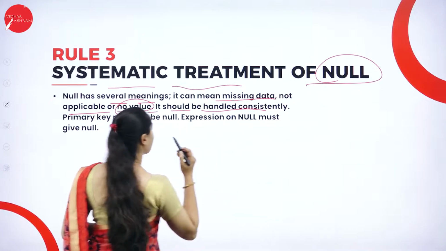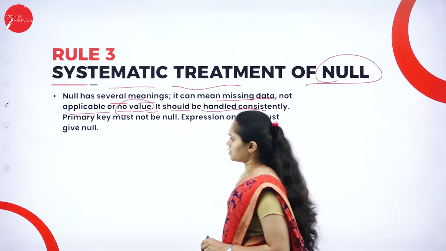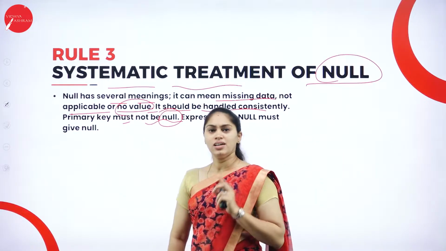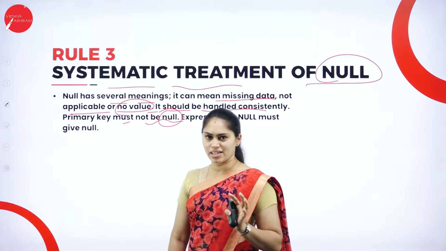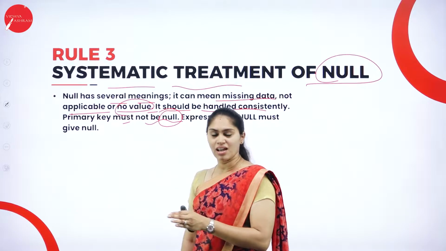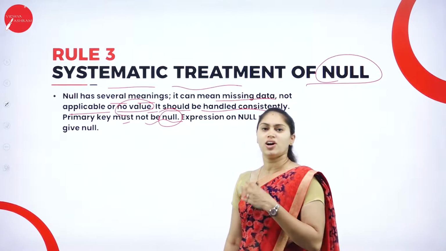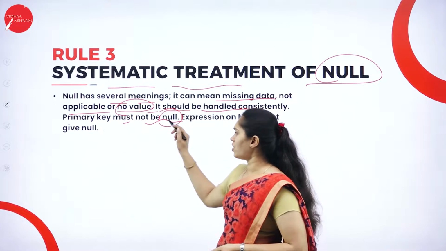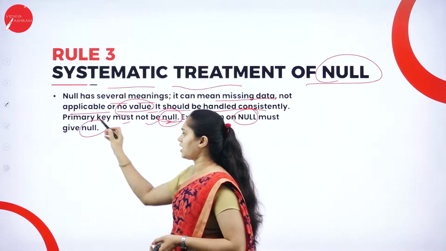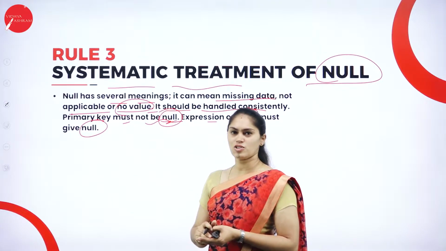It should be handled consistently, so that you do not treat the null in a different manner. The primary key must not be null. You know the rules regarding the primary key already, right? If I make any column a primary key, it should not be null, and it must be unique in nature. It should not have duplicate data. So you should not include null there, and an expression on null must give null. If the value is null, then the result must also be null.